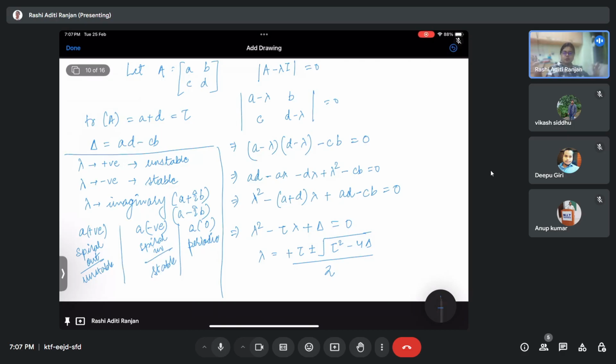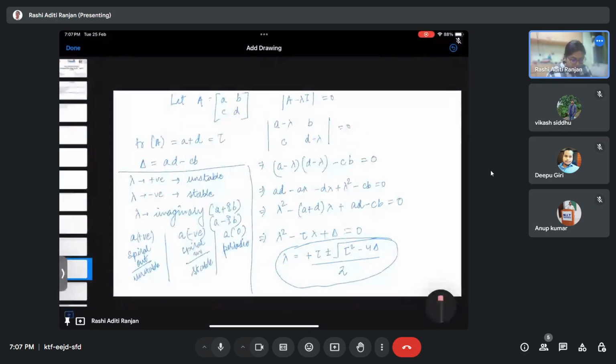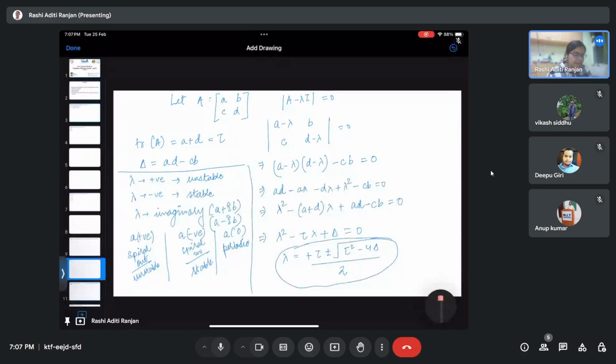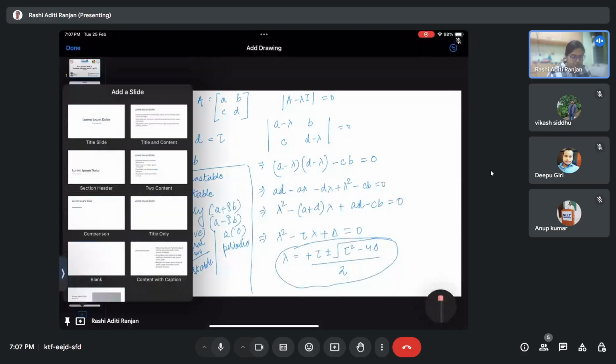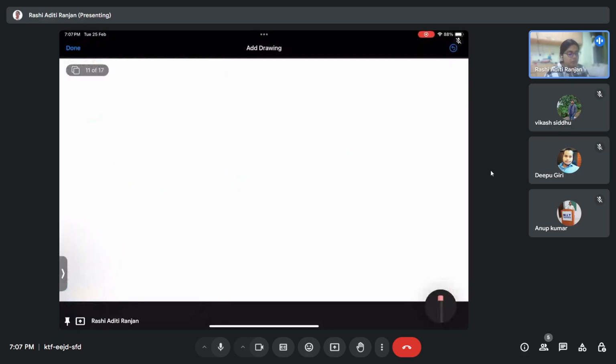Okay, this is fine. Now I have this equation. What can I do? I can plot a graph between what? So see, I have two elements over here. One is the trace and the other one is the determinant. So I will try to plot.